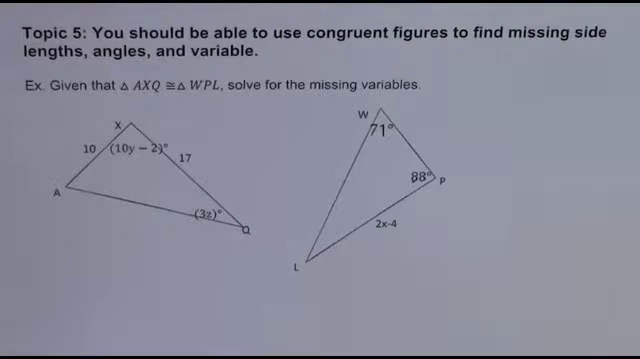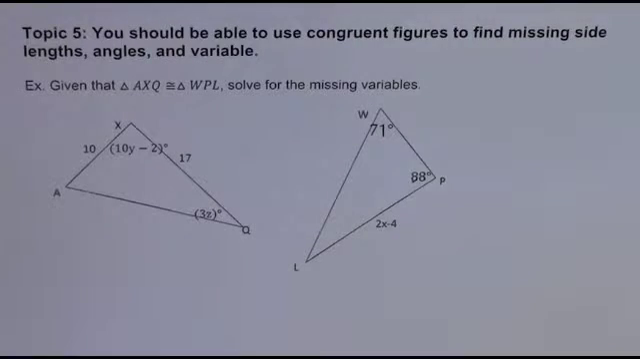Geometry 1, Chapter 5 Test, Topic 5. You should be able to use congruent figures to find missing side lengths, angle measures, and variables. The example. Given that triangle AXQ is congruent to triangle WPL, solve for the missing variables.